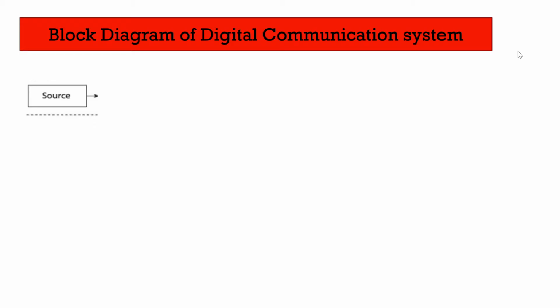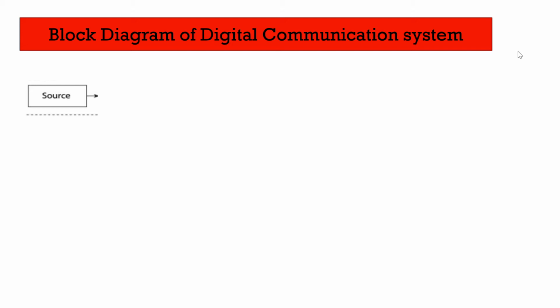So the main purpose of the digital communication system is to transmit the message or the symbols from source to the destination. So the first block in the basic model of the digital communication system is source.